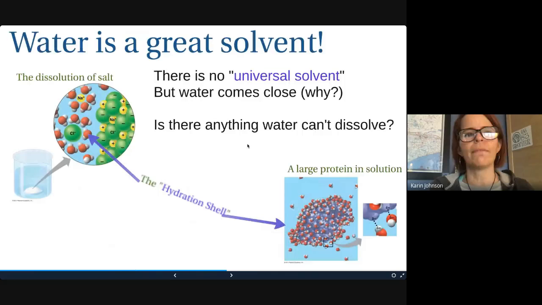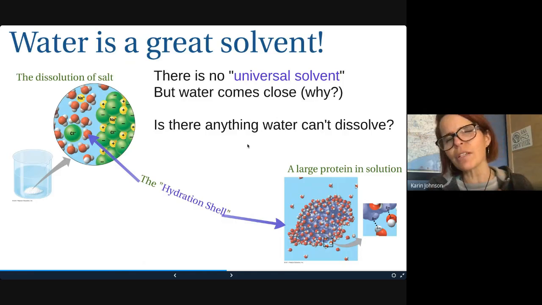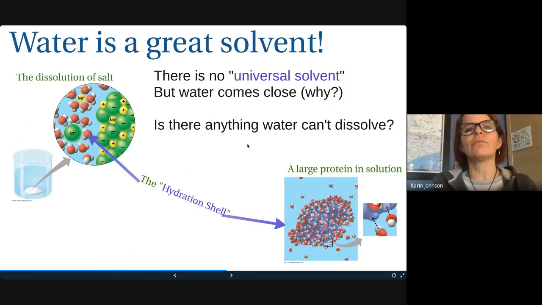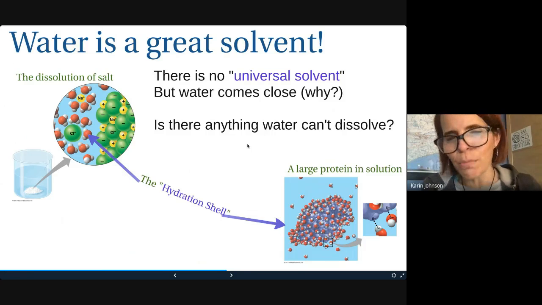We're going to keep going. Water is a great solvent. It is often called the universal solvent. There's really no such thing, but the reason it's called the universal solvent is because it can dissolve so many things. Well, why can it dissolve so many things? Because it's a polar molecule.